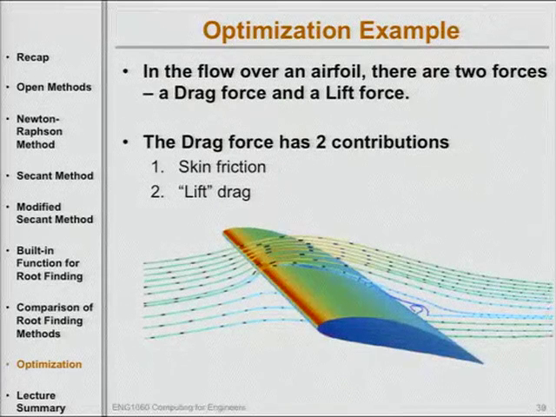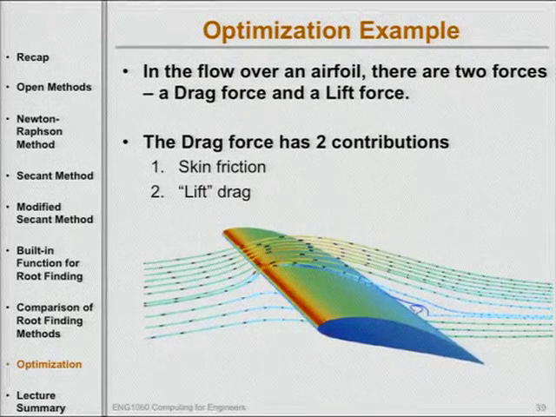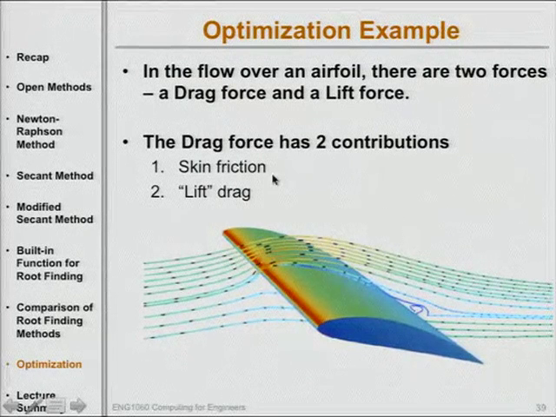Let's have a look at an example that in some ways is a little bit more real. If you look at the flow over an airfoil, okay, there are two components to that force. There's a drag force, in other words, the force that's pushing it backwards if it's moving forwards, and there's going to be a lift force. It's either going to lift it up or push it down, depending on which way the foil is pointing, and which way the flow is coming. Let's just have a look at the drag force by itself. The drag force, in actual fact, has two separate and different contributions.